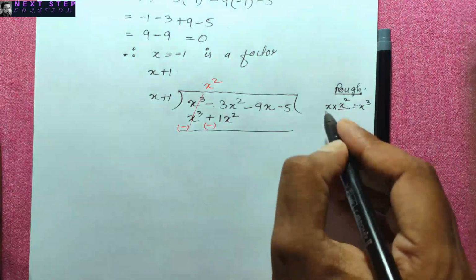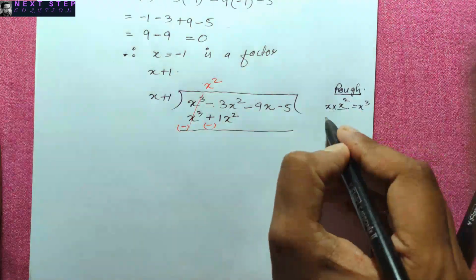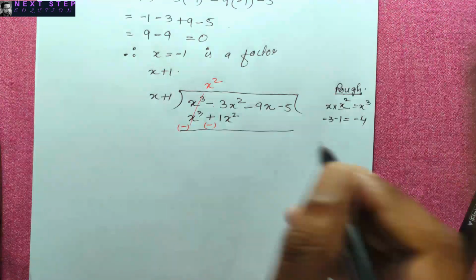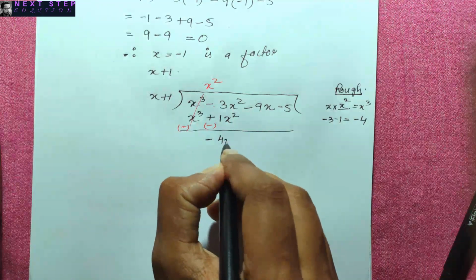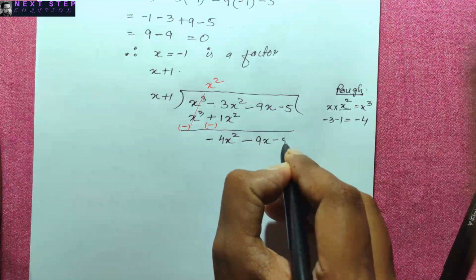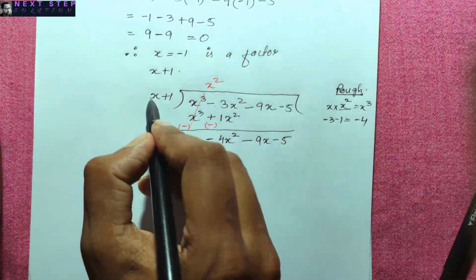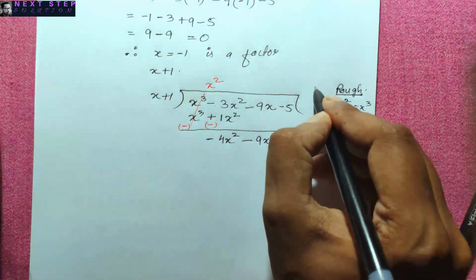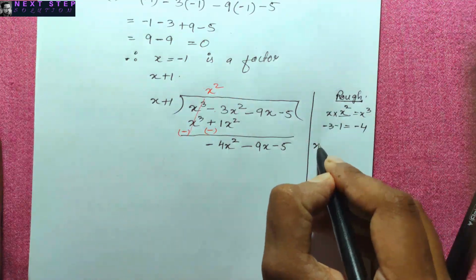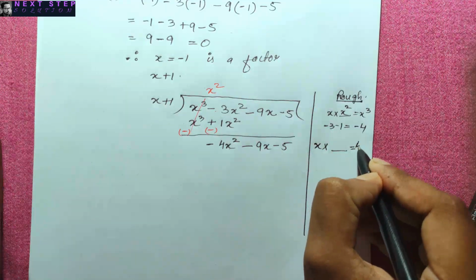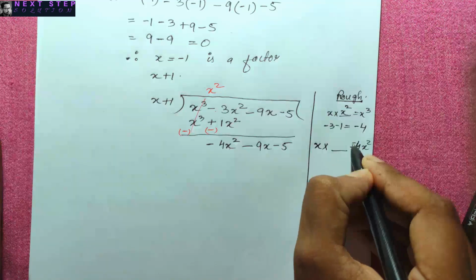Minus 3 and minus 1 will give you minus 4. So here we have minus 4x square minus 9x and minus 5. Now again we need to multiply x with something to get minus 4x square. We should get minus 4x square.